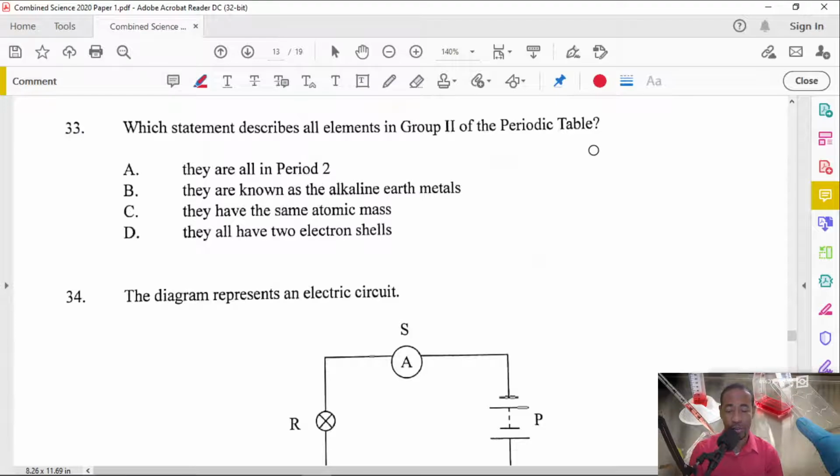So group 2, remember now, the group is based upon the valence electrons. All right. The valence electrons. All right, let's see if we say anything about valence electron here. So they're all in period 2, which is not true because the period determines the number of shells, and so they could have more than 2 shells, right? They are known as alkaline earth metals. That is true because that's a name for group 2 elements. They have the same atomic mass, which is not true. They have 2 electron shells, not true. The same thing, saying the same thing as A. All right, so B is our answer there.